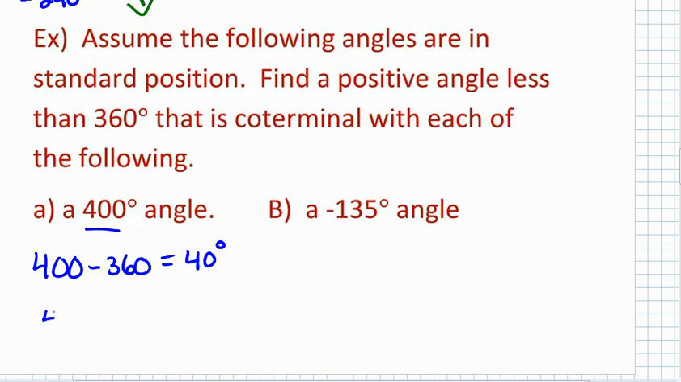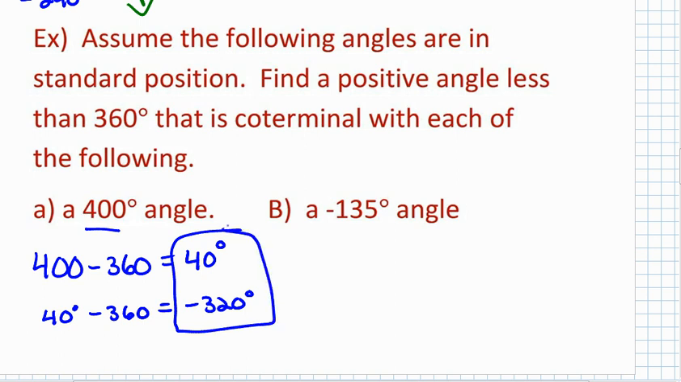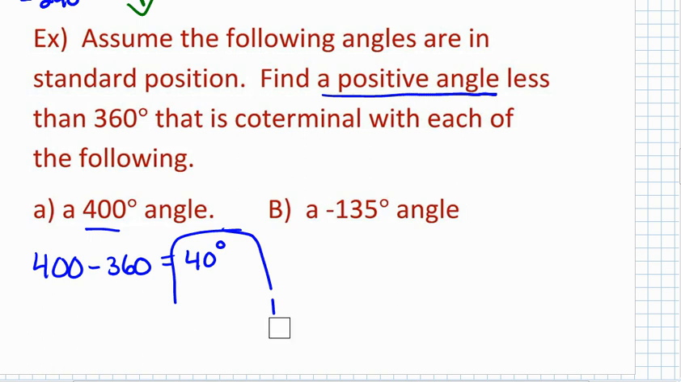And if I subtract 40 from 360, I'll get a negative 320. And that is also coterminal to 400. So I found a positive angle that is less than 360 that's coterminal. And in this question, it didn't ask you for the negative one, so I'll just erase that. It only asked you for the positive one.